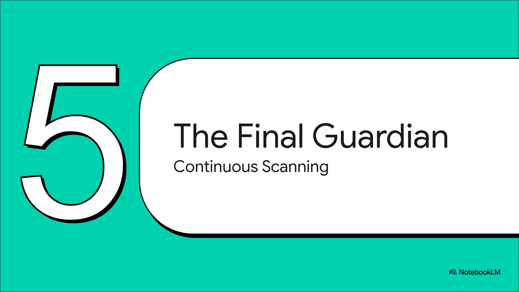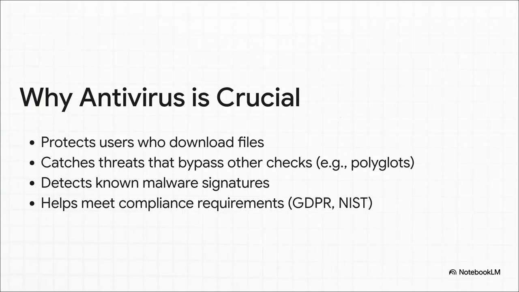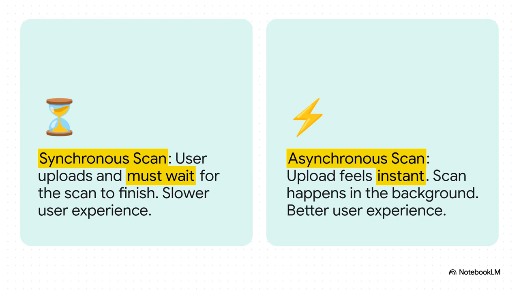Now, even after all of those layers, all that work, there's still one last thing we can do. Think of it as the final guardian, the watchtower that's always on the lookout for trouble. And that guardian is a good old-fashioned antivirus scanner. This is your ultimate safety net. It's not just about protecting your server, it's about protecting your users who might download these files later. It's fantastic at catching those tricky polyglot files and other known malware, plus, in many cases, it's actually a requirement for compliance.